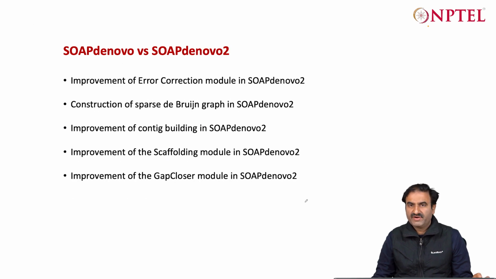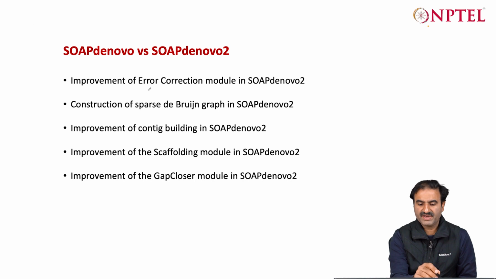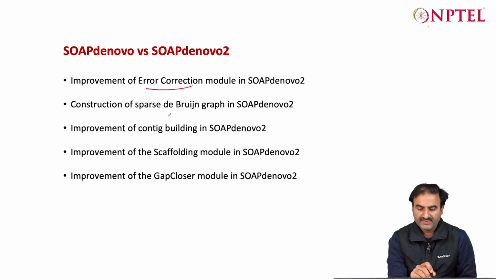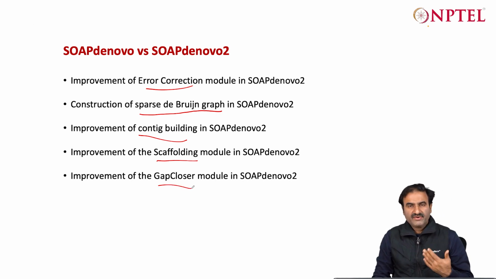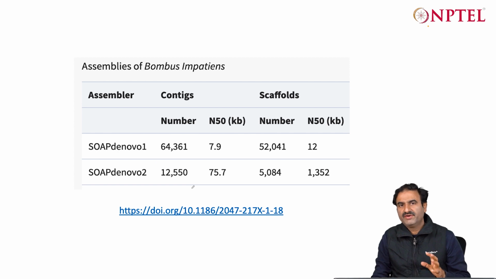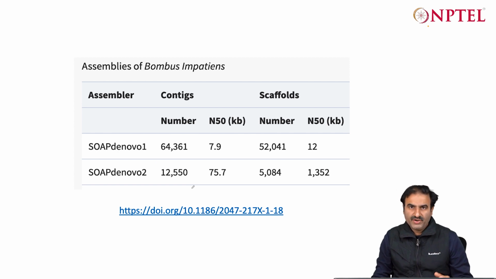So in version 2, it has an improved error correction module. A sparse de Bruijn graph is available in SOAPdenovo 2. Improved contig building, improved scaffolding, improved gap closure. So basically the newer version of any software will be an advantage or improved version over the previous one. So you may prefer to use the newer one, right? And installation wise also that may be a better fit to your new OS, right?